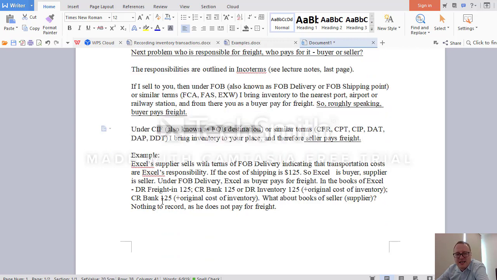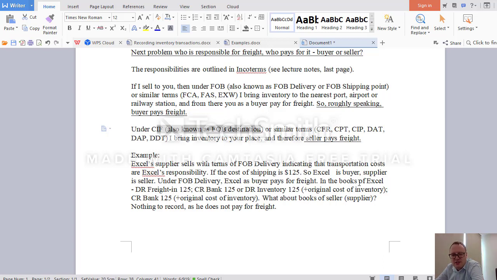Example. So there is a company called Excel, and this company Excel has a supplier, and the supplier sells to Excel something using FOB delivery terms, meaning FOB delivery is FOB. So the buyer pays the freight. The buyer is Excel. So the supplier is the seller, Excel is the buyer, and buyer Excel pays the freight. So suppose the cost of shipping is $125. So Excel needs to pay the freight under FOB delivery.